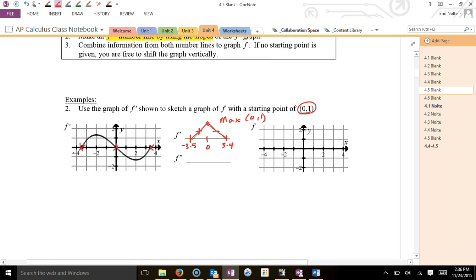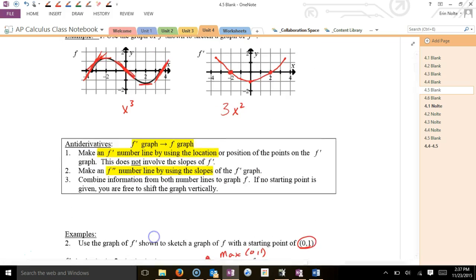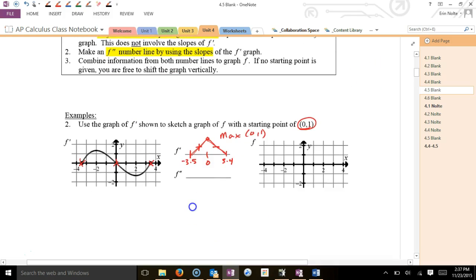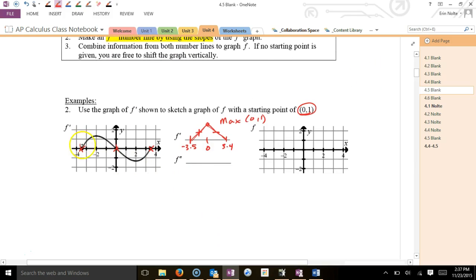To figure out the second derivative, that's almost like going backwards to what we did on this piece up here. The second derivative is going to come from the slope of the first derivative. Any place where the slope is 0 is going to be a critical value. So I have a slope of 0 at negative 2 and at positive 2.